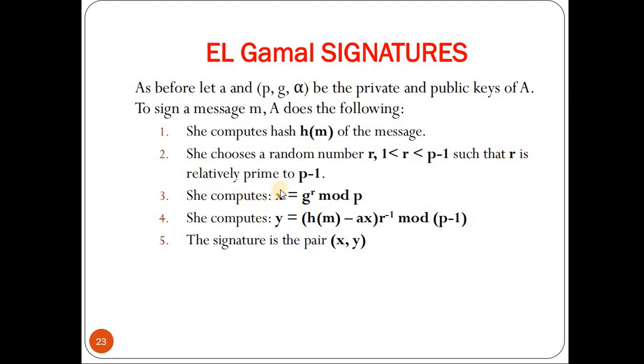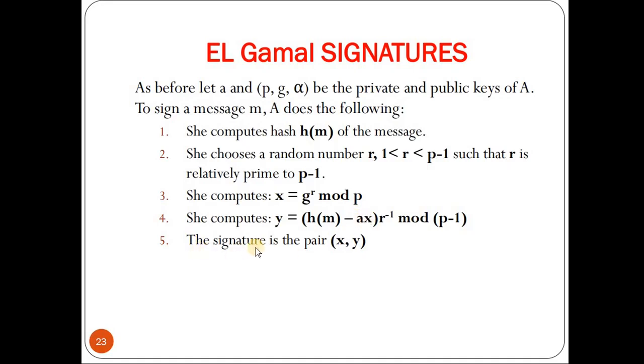Next, she computes x equal to g to the power r mod p, that is, the r selected in the second step is taken and she computes the value called x, that is g to the power r mod p. Next, in the fourth step, he'll compute one more component y. y is nothing but h of m, that is from the first step, minus a, where a is the private key, into x, where x is the value from the third step, whole into r inverse, that is the random number chosen in the second step, to the power minus 1. So there is a use of the private key. We do this mod p minus 1. So this complete thing is nothing but y.